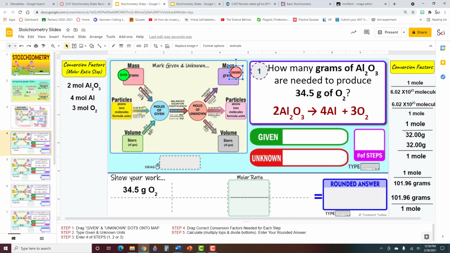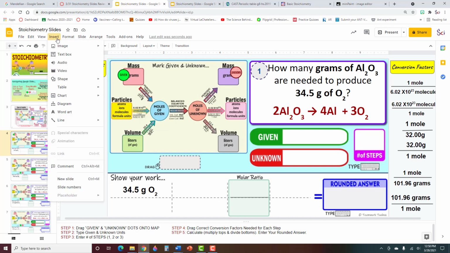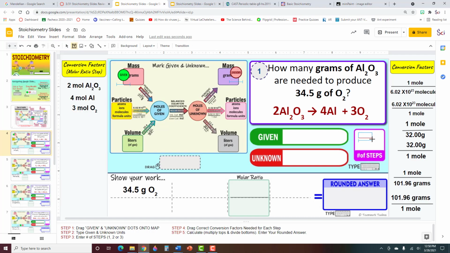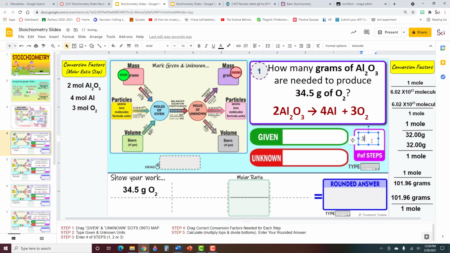So then what you need to do is count the arrows. So you start where your given is, and that's one arrow taking you to moles. And then once you're in moles of given, you go to moles of unknown. So there's arrow number 2. And then you go from moles of unknown into the molar mass, and so that's arrow number 3. So to get from where I start to where I want to go, I've got 1, 2, 3 arrows. That tells you the number of steps, so that's going to go here in this part. And so you need to insert a text box here, and so it's going to be 3 number of steps.